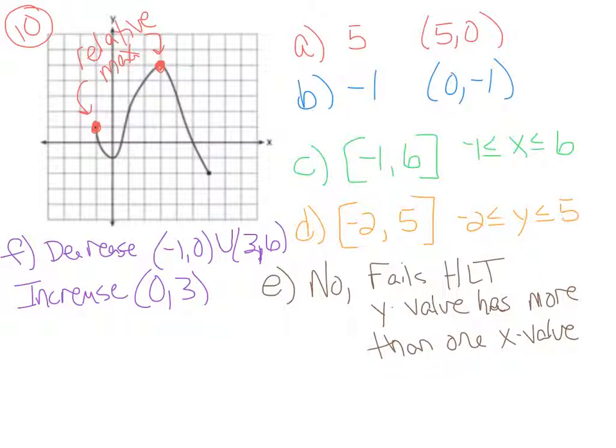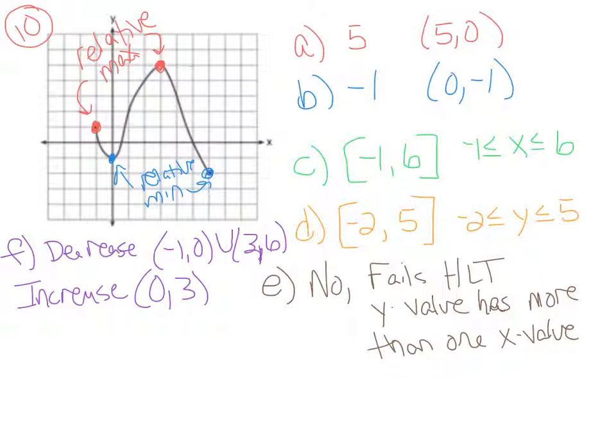This function also does have a couple of relative minimums. One of them is going to occur right here at 0, and the other one is going to occur all the way here at the end, and that's at 6. Again, you're looking at the x values for where those occur.